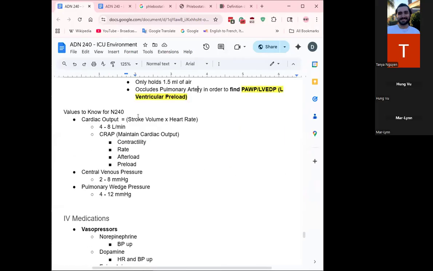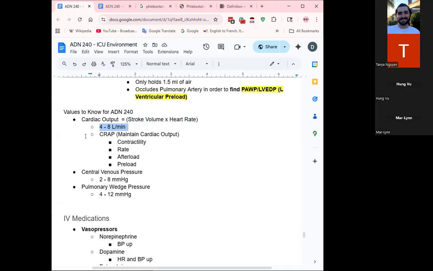Okay, so the values that you want to know, I guess now it's ADN. ADN 240 is your cardiac output. You're going to want to know your cardiac output. Your cardiac output is going to be 4 to 8. And if you remember, your cardiac output is your stroke volume times your heart rate. 4 to 8 liters per minute.